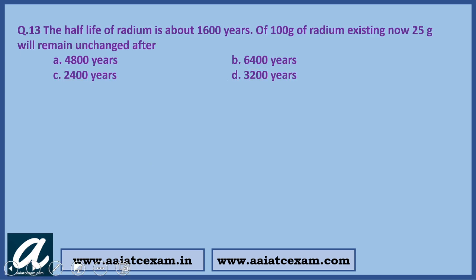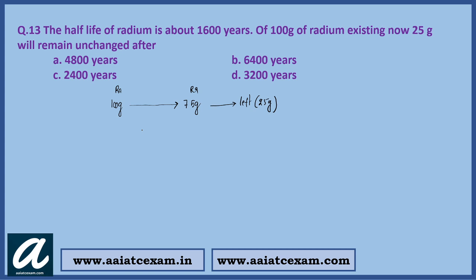Question number 13 is there. The half-life of radium is about 1600 years. Of 100 gram of radium existing now, 25 gram will remain unchanged after. Students, there is 100 gram of radium. Now it disintegrates. 75 gram disintegrates. Now students, how much is left? Left is 25 gram. We'll say 25 gram is not disintegrated as yet.